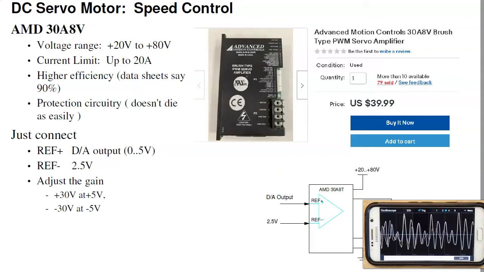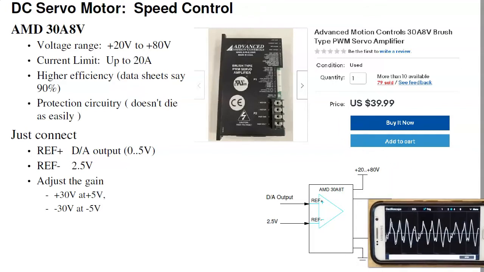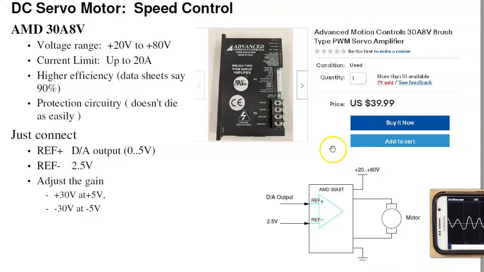That's one option. Second option, that's actually a little bit better. If I want to drive a DC motor, this is a little bit more expensive. Instead of being 40 cents, this is $40. If you go on eBay and search for Advanced Motion Controls 30A8, you can find these guys. Used, they're about $40. New, they're about $500. This is basically just a big hog of an op amp. You feed it power and ground. Power is anything between 20 volts and 80 volts.